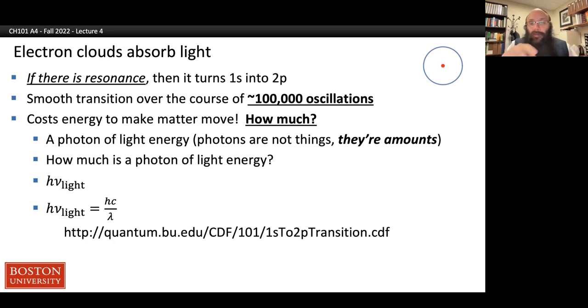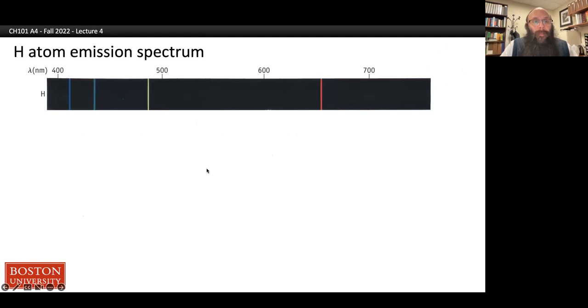And again, here's a direct link to that CDF simulation, or you could find it on the website. I also wanted to point out that we looked at this other one. I tried to draw this, but I didn't do such a great job. And we said that these lines in the spectrum represent emission. So let's see what emission looks like, shall we? Let's go back to the simulation.